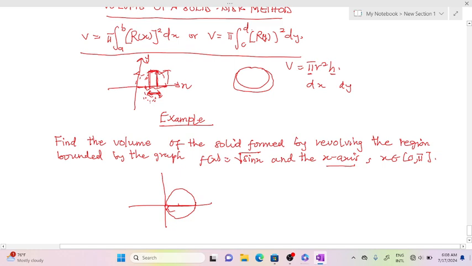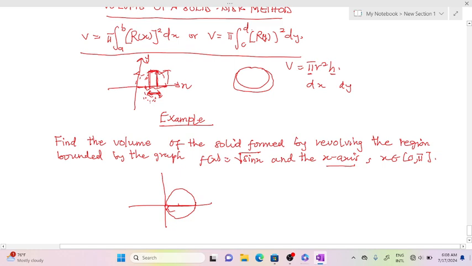The radius is going to be the function, because the x-axis is the x-axis. So the radius is simply the function itself. You just make substitution into this formula. Our volume will be equal to pi out, integral from 0 to pi of our function, square root of sine x, all squared, dx, because we are dealing with the x-axis. As simple as that. Performing this simple integral, you find your volume.